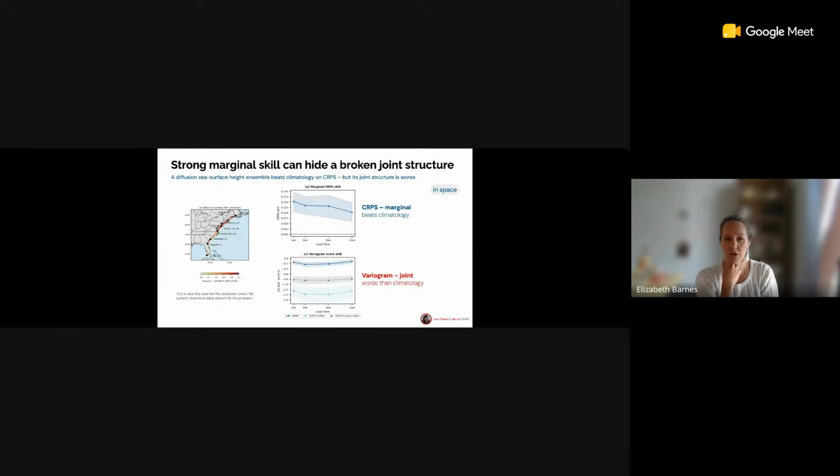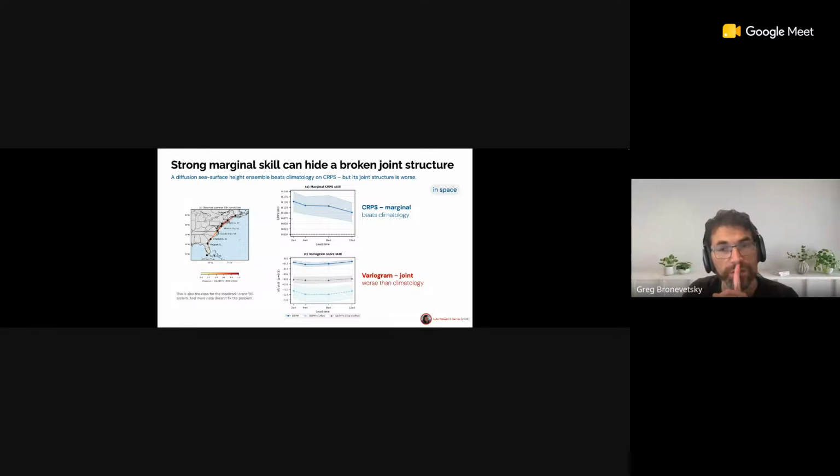Furthermore, if we look instead across the joint structure in space, with a different set of models, we're finding that while the marginal skill can look quite good, this is predicting sea level, the variogram or the joint statistics are actually far worse than climatology, really again showing that the joint structure needs to be considered while we're training. And I think we're still figuring out how to do that.